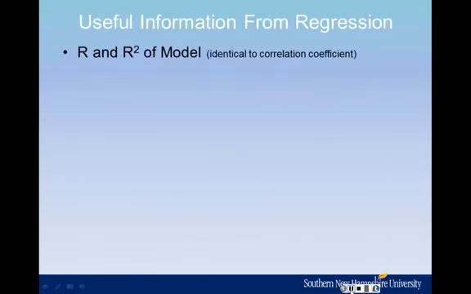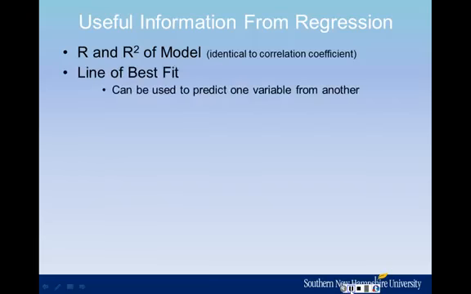So from a regression we get an r. We can square it and get an r squared of this regression model. That r is the same thing as a correlation coefficient. When you have a multiple regression, you have multiple x's contributing to that r. You can get this line of best fit. So you get the actual equation for the line.